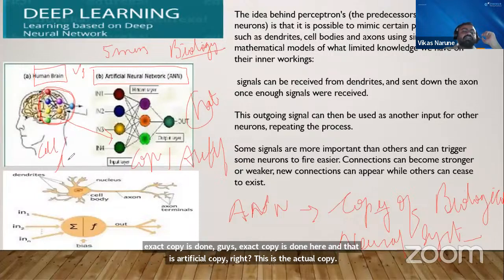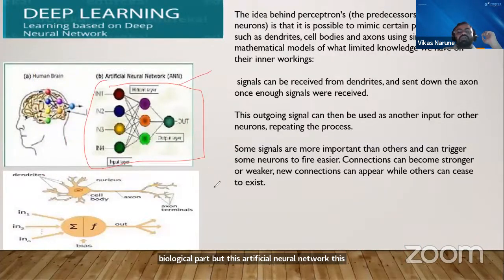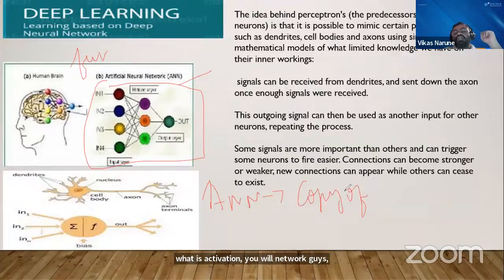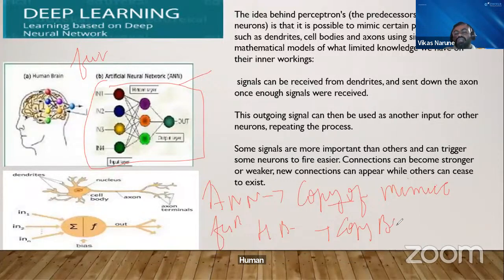It has cells, it has tissues, right? It has a biological part. But this artificial neural network, everything is artificial, guys. So they're trying to copy the functionality, guys. What do you mean by artificial neural network? In a one-liner definition, if I'm trying to tell you what is artificial neural network, guys: artificial neural network is a copy, or mimicking. We try to mimic the functionality, copy the functionality of the human brain, and that too the copy of the biological neuron system, guys. So that is called artificial neural network.